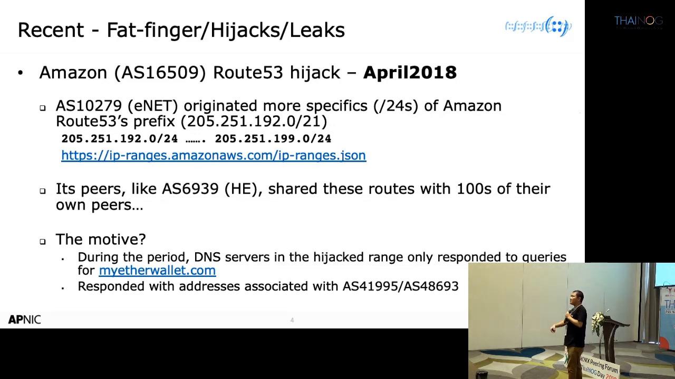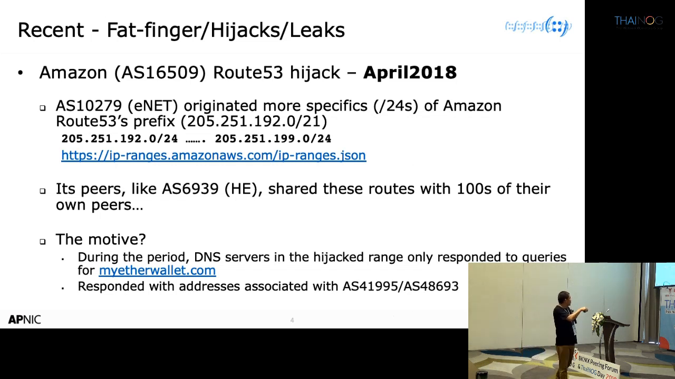If the peers of this autonomous system had filters at their ends, the damage would not have been this big, right? So it seems like none of the networks that were peering with AS 10279 had any inbound filters at their end. And when you have autonomous systems like AS 6939, who are known for leaking out peer-learned routes, that's what actually happened. There were lots of this kind of AS numbers in the middle, who ended up leaking it out to all their peers.